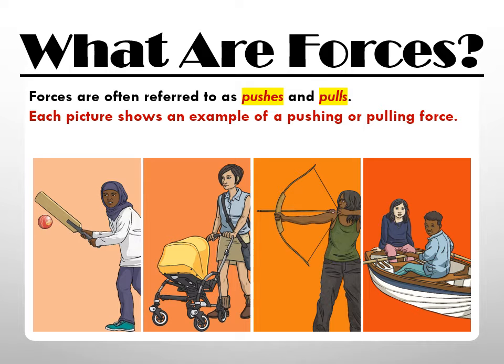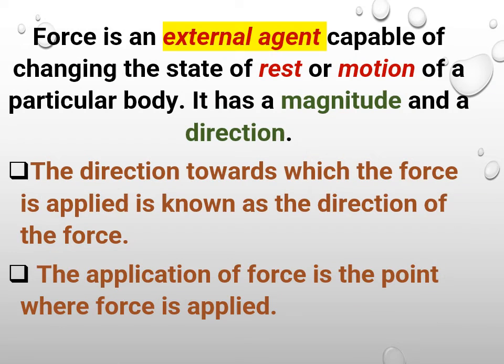What is a force? A force can be referred to as a push or pull. Each picture shows an example of a push or pull. Force is an external agent capable of changing the state of rest or motion of a particular body. It has a magnitude and a direction. Well, what do you think a magnitude is? Magnitude is the power used to do the push or pull. The direction towards which the force is applied is known as the direction of the force. The application of force is the point where the force is applied.